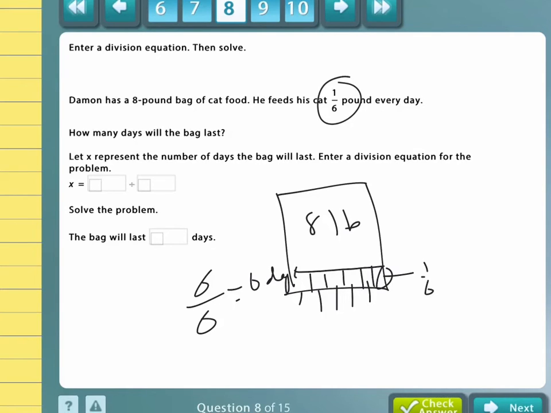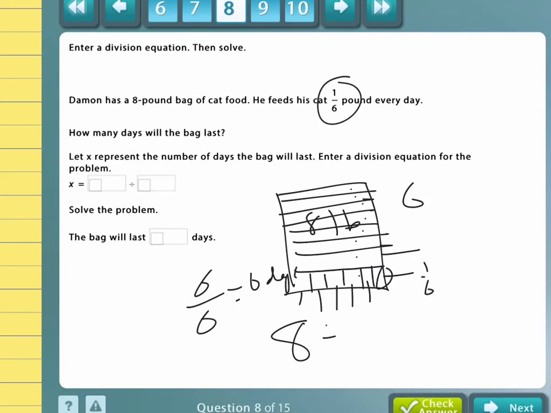How many days will the bag last? So 1 pound is 6 days. Another pound is another 6 days. Another pound, another pound, another pound, another pound, another pound. That's 1, 2, 3, 4, 5, 6, 7, 8 pounds. Each pound is for 6 days, so 8 pounds divided by 1/6 is the same as 8 times 6, which is 48. So this cat food bag will last for 48 days.